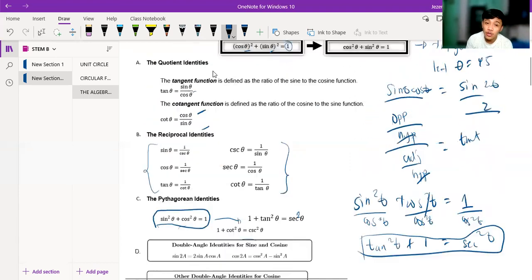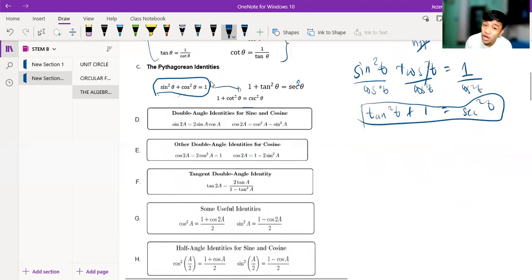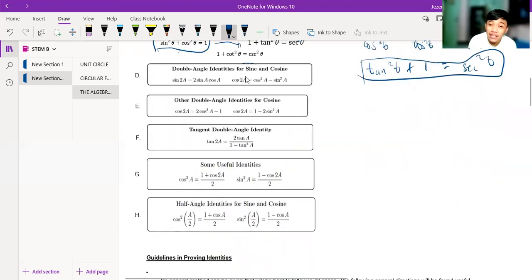Reciprocal, of course, the quotient, Pythagorean, the double angle identities. So, sine 2a is equal to 2 sine a cosine a. The cosine 2a naman, cosine squared a minus sine squared a. Okay? So, these are also other double angle identities.